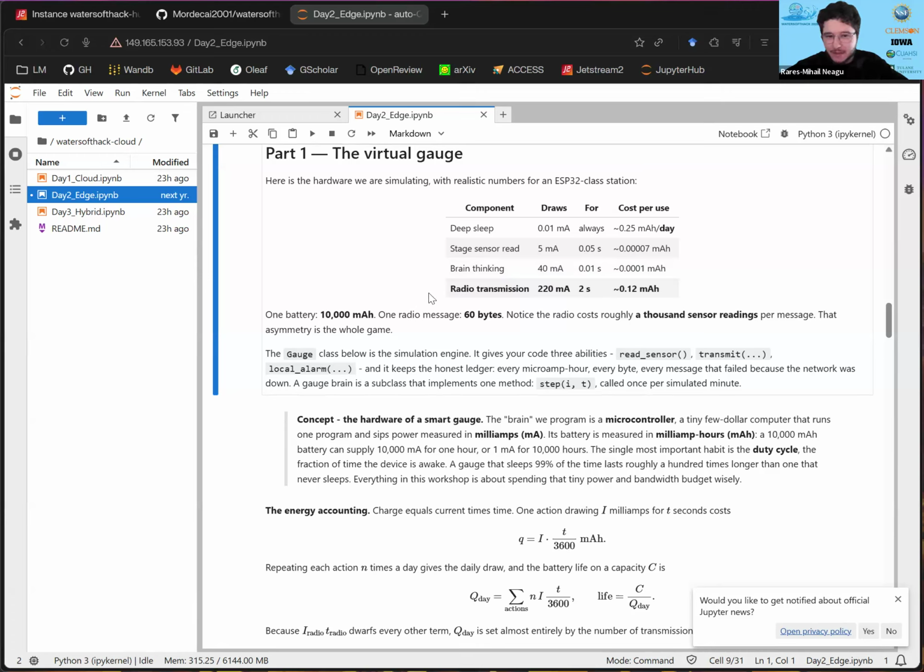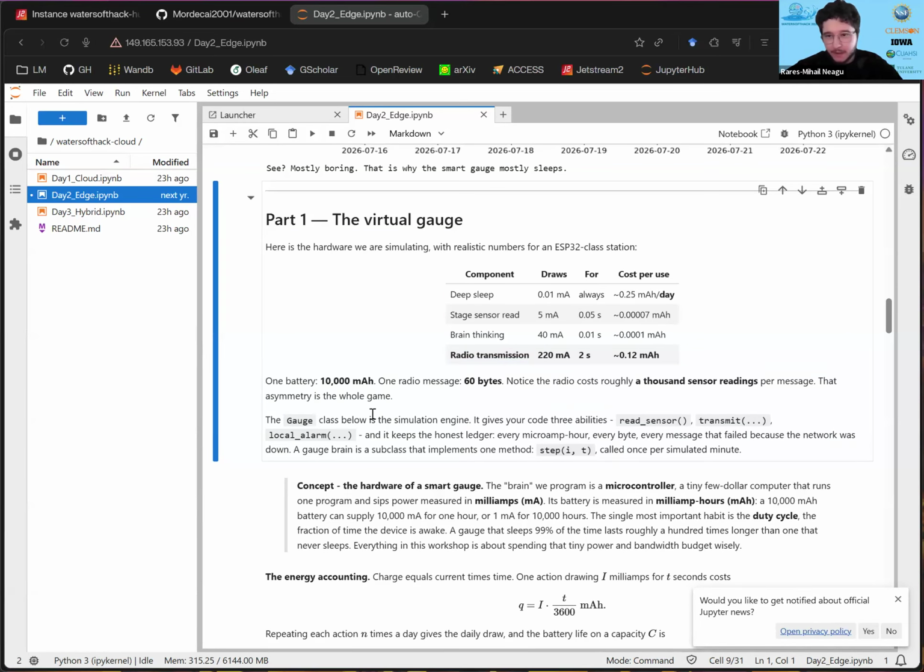But then comes the radio transmission. Because this one actually engages an antenna and requires specific circuitry, it tends to draw much more power, and the sending frequency in this case is around 2 seconds. So in our example, we're going to have one battery with 10,000 milliampere hours. To make a comparison, I think my phone has around 5,000 milliampere hours, so this battery is twice as big as the one in my phone.